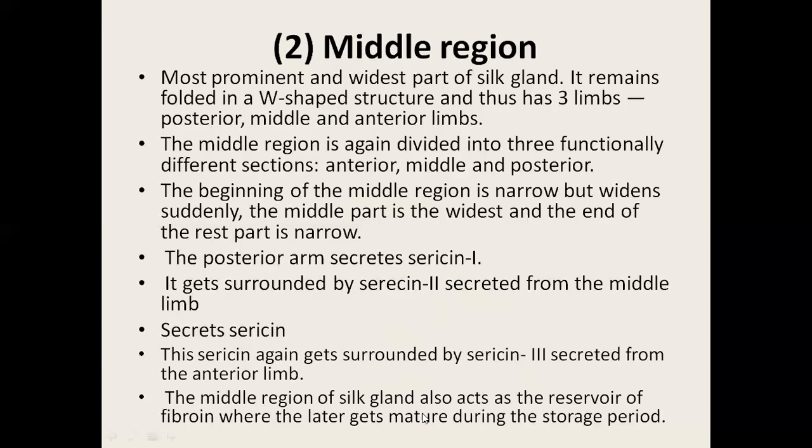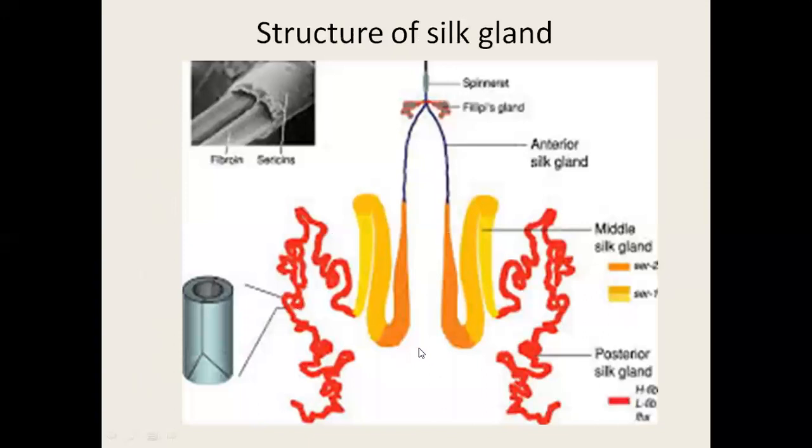So the middle region of the silk gland also acts as a reservoir of fibroin, where the latter gets matured during the storage period. Now we can see the structure of the middle limb. It looks like a W shape, and it has three limbs: anterior, middle, and posterior limbs.